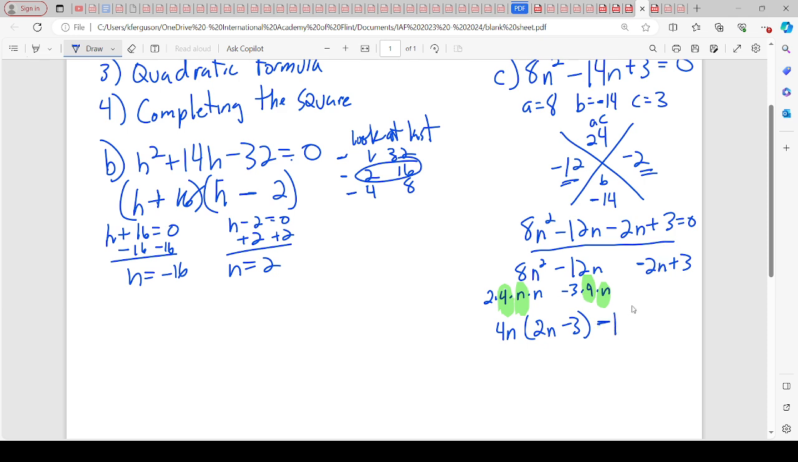Now, why am I pulling out a negative 1? If I pull out a negative 1, I'm going to get a positive 2n, because negative 1 times 2n gives me negative 2n. And then if I pull out a negative 1 from this term, I'm going to get a negative 3. So see, I ended up with the same thing under my parentheses because I pulled out that negative 1. And so now I just take these two things, put them together. So that's 4n minus 1 times, and then whatever's in the parentheses, 2n minus 3. Remember, the parentheses need to match exactly.